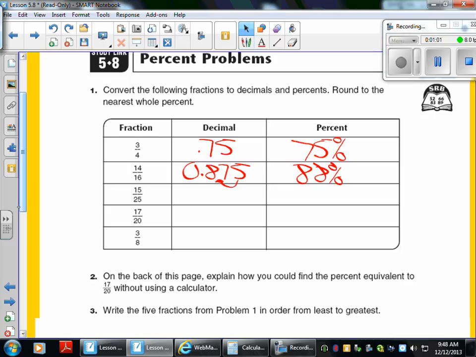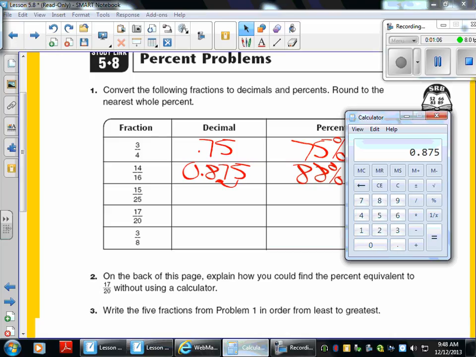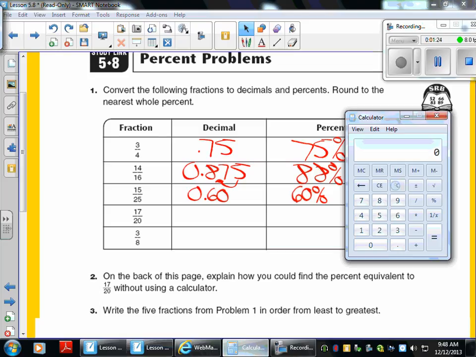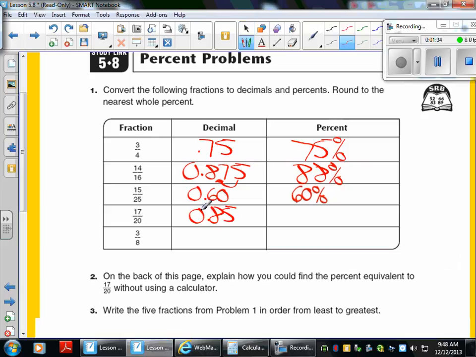Next problem, 15/25. I got 15 divided by 25 equals 0.6. Go ahead and add a 0, so I have 2 numbers after the decimal. My answer is 60%. Next, 17/20. 17 divided by 20 equals 0.85. 2 digits after the decimal equals 85%.